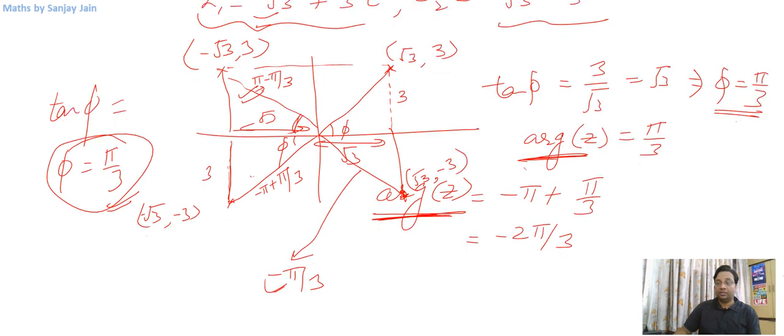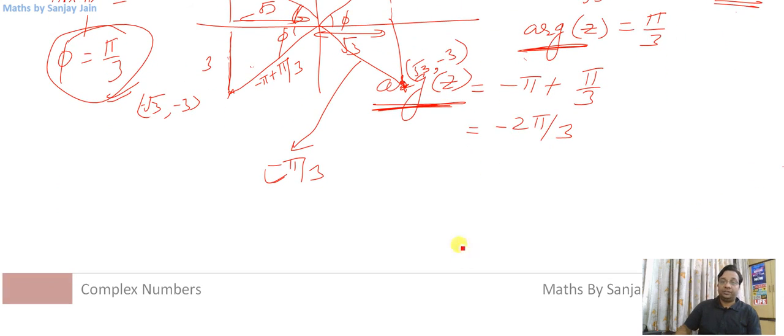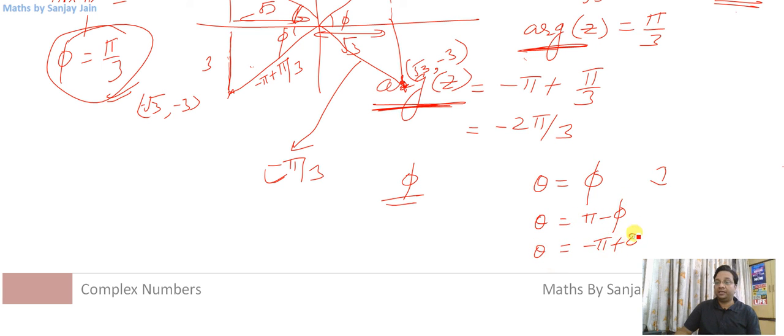I hope you understood that when I'm talking about the first quadrant, and phi is my reference angle, let us say, the principal value of argument will be phi itself. When it is in the second quadrant, it will be pi minus phi. In the third quadrant, it will be minus pi plus phi. In the fourth quadrant, it will be minus phi, right? This is second quadrant, this is third quadrant, this is fourth quadrant.